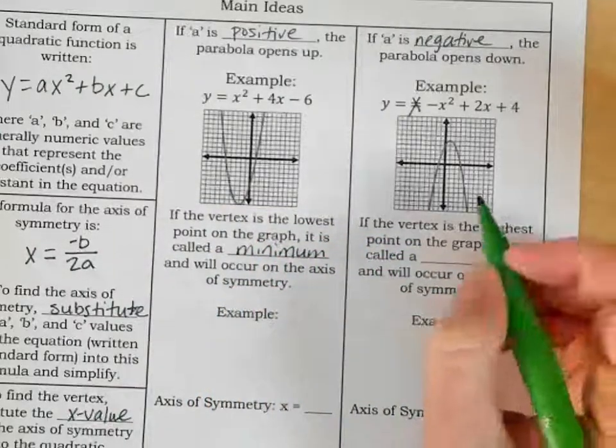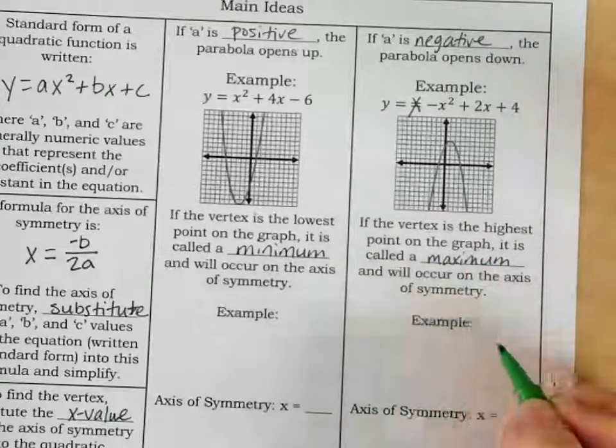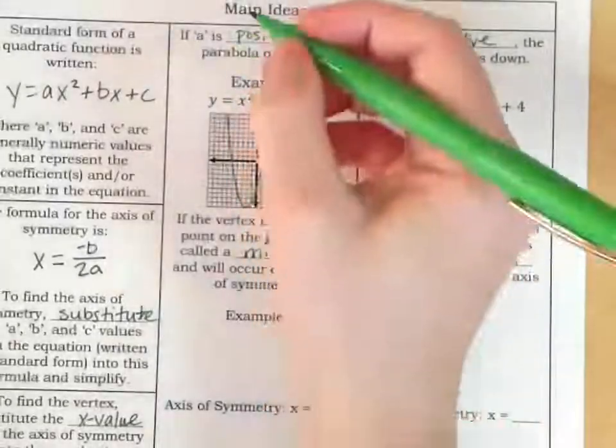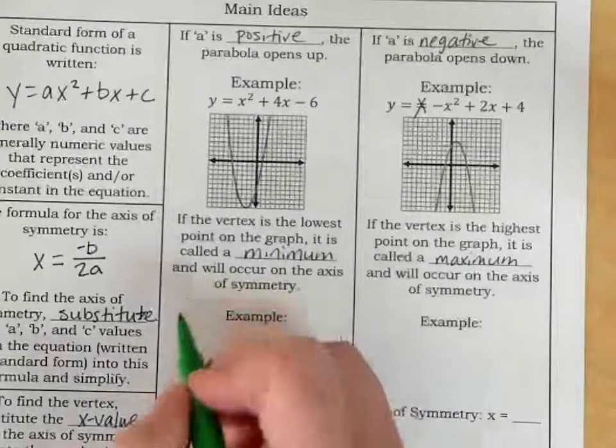And if it's the highest point on the graph, it's called a maximum. And both times it's going to occur on the axis of symmetry. Okay, so let's just look through an example. We'll start by finding what a, b, and c are.